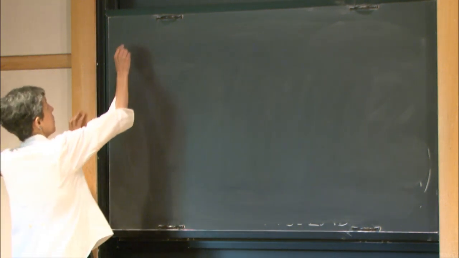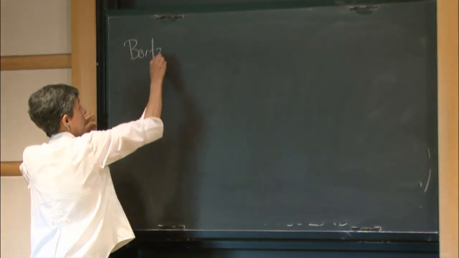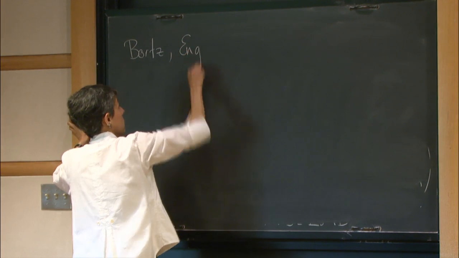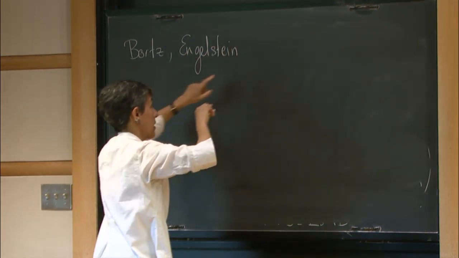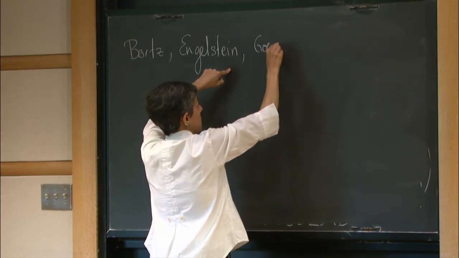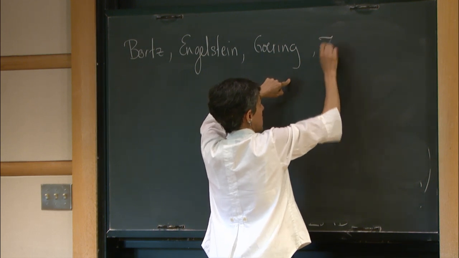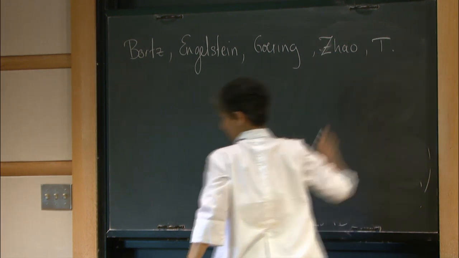So the people are in alphabetical order. Bortz, who is my current postdoc. Engelstein, who I met as a graduate student but will be starting an assistant professor position. Gehring, who is my current grad student. And Zihui, who you have met, who was a student at the time. Okay.